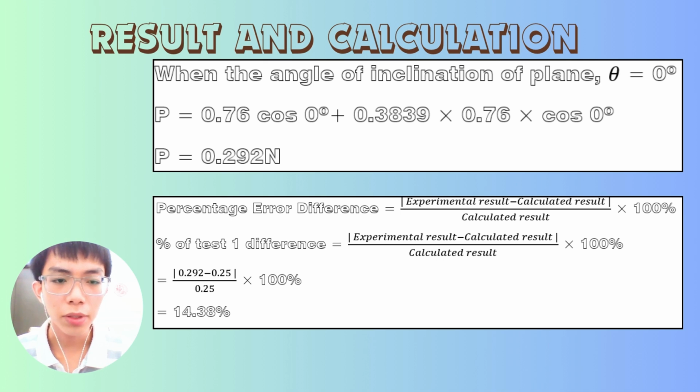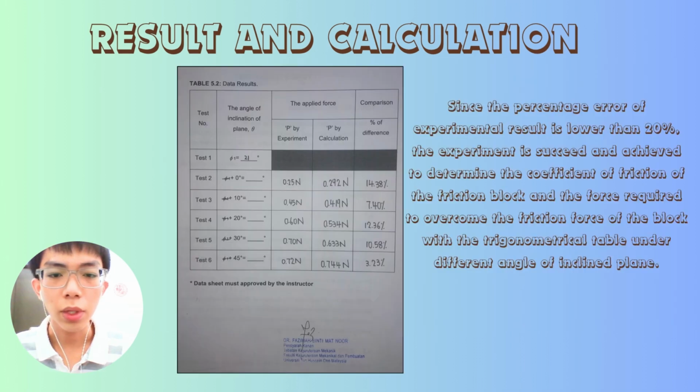In test 2, the force we obtain through the theoretical method is 0.292 Newton. After that, we calculate the percentage error of test 2: 0.292 minus 0.25, divided by 0.292, multiplied by 100%. We obtain that the percentage error is 14.38%. The experiment data result is as shown. Since the percentage error of our experimental results is lower than 20%, the experiment is a success and achieved its goal to determine the coefficient of friction of the block with the trigonometry table under different angles of inclined plane.